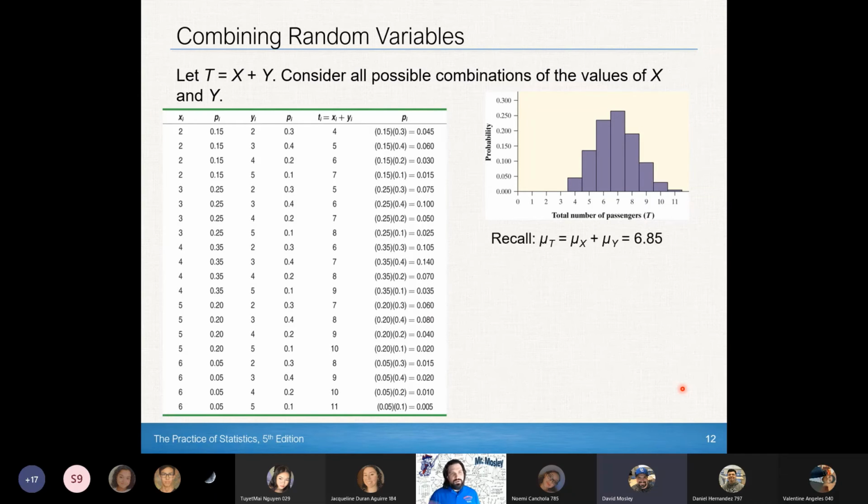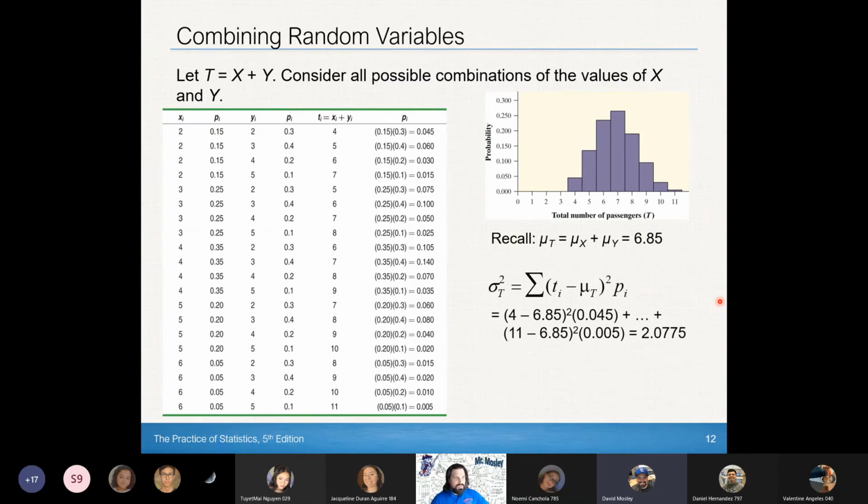All right. Now recall that the mean for t was 6.85. And that absolutely makes sense given our distribution here. That looks about where the center should be. The variance, based on our formula, is each possible outcome of t minus the mean of t, squared, times the probability of each of those outcomes occurring. We add all those up. This calculation would look like this if we wanted to write it all out. We get 2.0775.